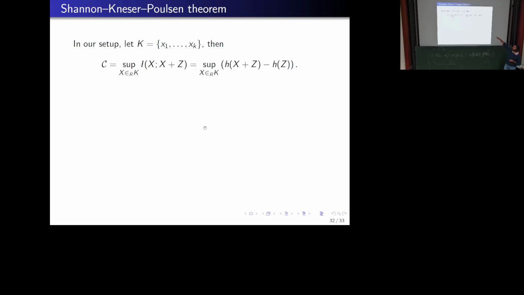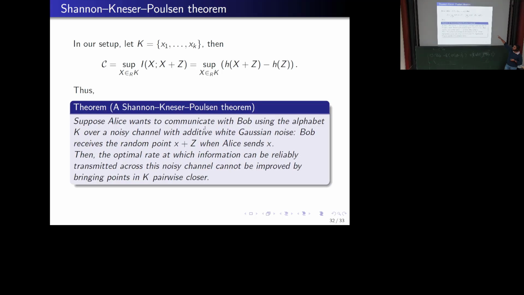So the channel capacity is the supremum over all x of the mutual information between x plus z and x. So by what I proved, if you contract the set K, the channel capacity of the Gaussian noise would decrease if you communicate over that particular alphabet, which in Alice and Bob language is written in this manner.